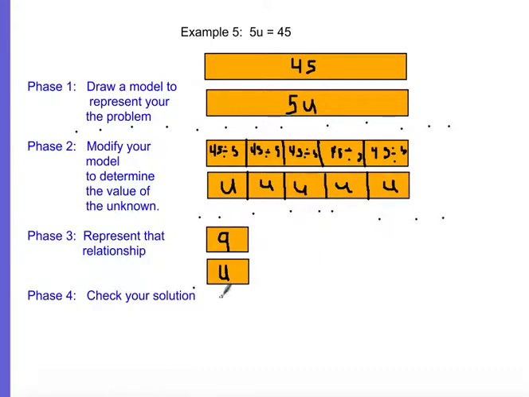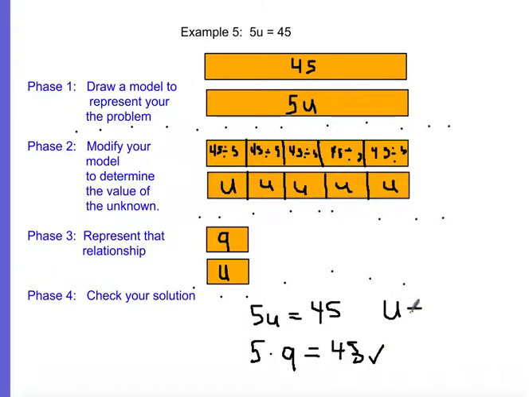Now, moving on to phase 4, we want to check our solution. The original equation is 5u, or 5 times u, is equal to 45. If we are saying that u has a value of 9, then we would take out u using variable substitution and replace it with 9. 5 times 9 is equal to 45. Everything checks out. So that means the solution to our equation is u equals 9.